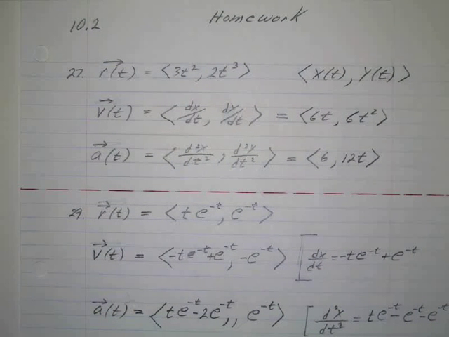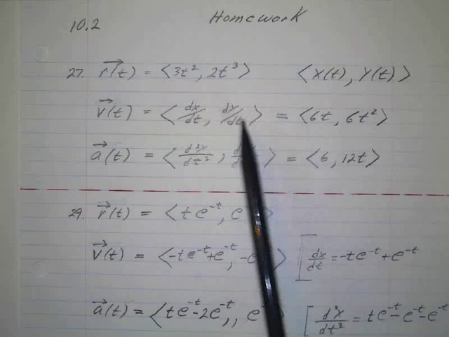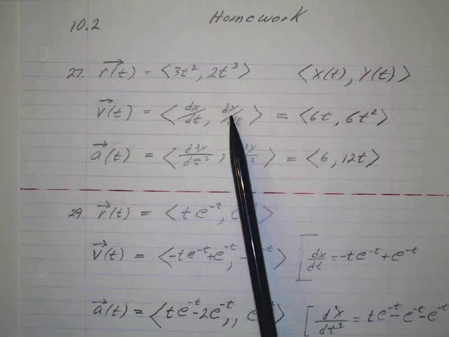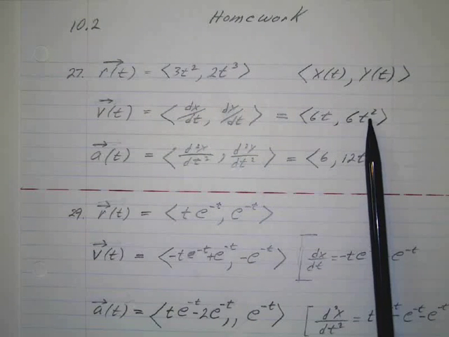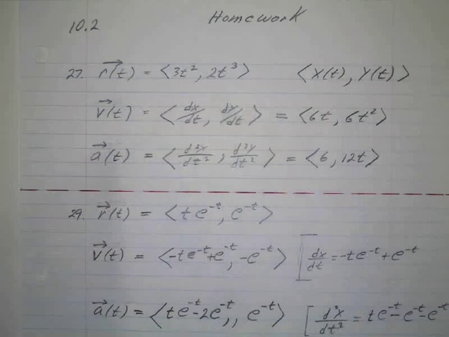And if we want to find the velocity vector, we just take the derivative of each component of the position vector. So we just take dx/dt and dy/dt, and that's just going to be 6t and 6t squared. And that's going to be the x and y components of my velocity vector.